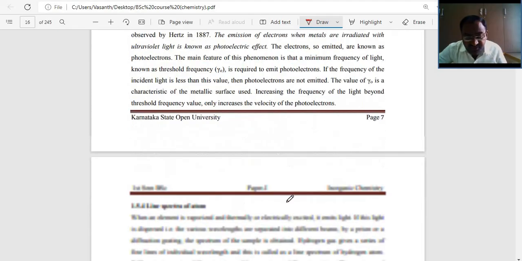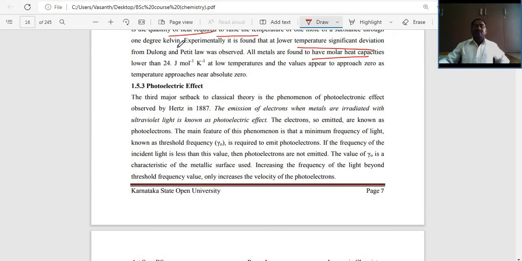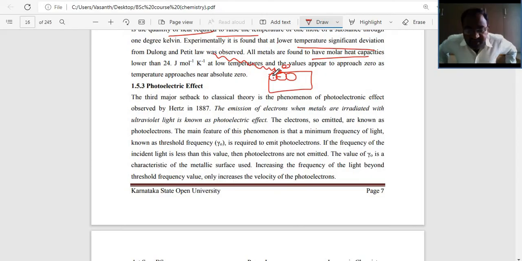Next, we consider the photoelectric effect. A metal surface is made of metal atoms. A metal atom consists of a nucleus and outermost valence shell electrons. When light of suitable frequency falls on a metal surface, the ejection of electrons from the metal surface, that phenomenon is called what? Photoelectric effect. The emission of electrons when metals are irradiated with UV light is known as photoelectric effect.